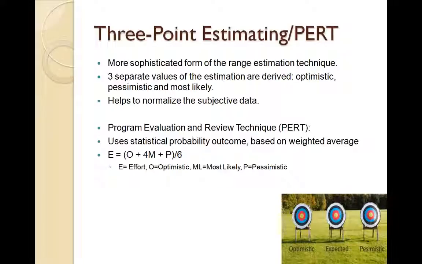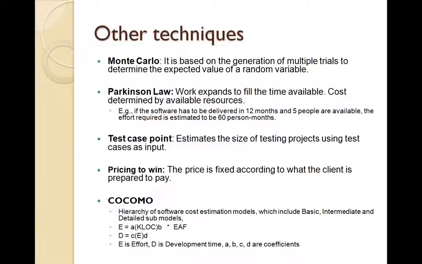And then we get that data, and we try to arrive at the statistical probability outcome and a weighted average. And then we come out with the estimate. So this is a technique wherein we ensure that the over-optimistic or over-pessimistic estimations are factored in or normalized in a logical manner. There are many other techniques also involved in the estimation process, and we'll just list or go through some of them quickly.